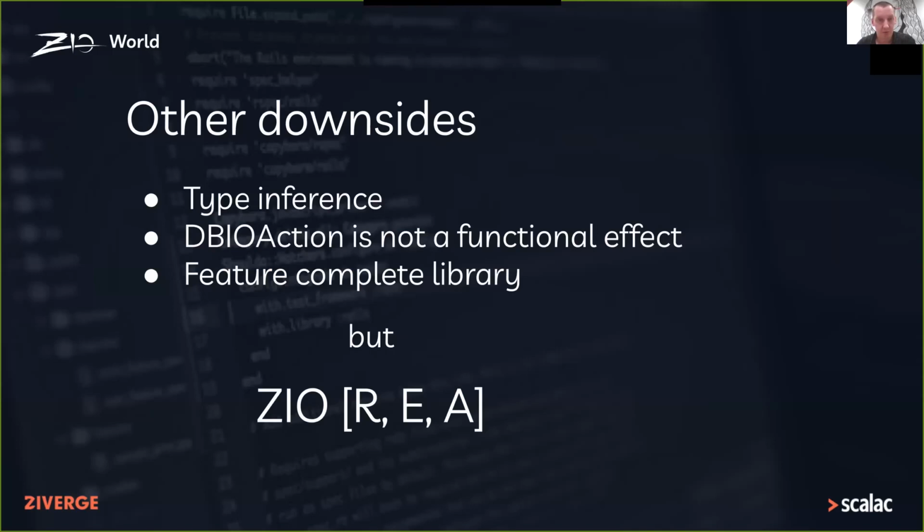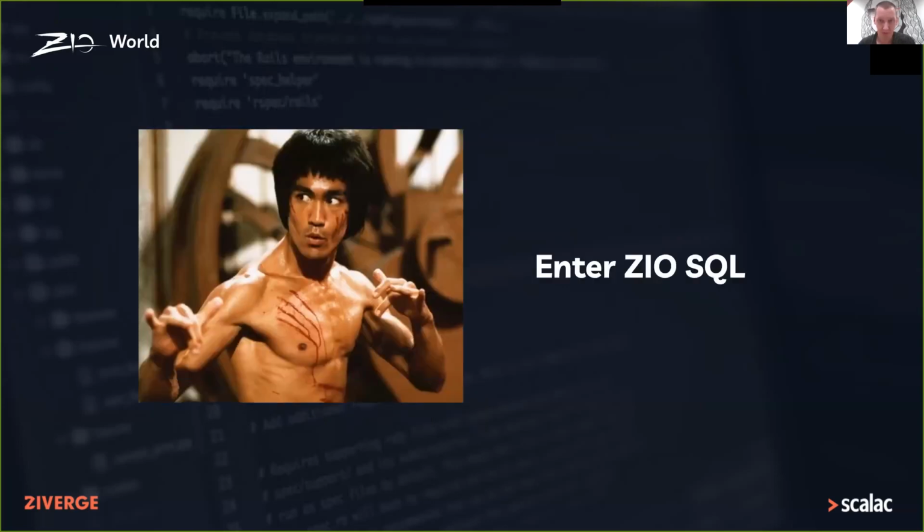Other downsides include problems with type inference, with DBIO action, and actually it seems like a feature complete library that's in maintenance mode, so not much innovation there. Also, the integration with ZIO is not ideal. Actually, in Scala, we have a library that allows you to use Slick with ZIO, but it's not perfect. So what does ZIO SQL bring to the table?